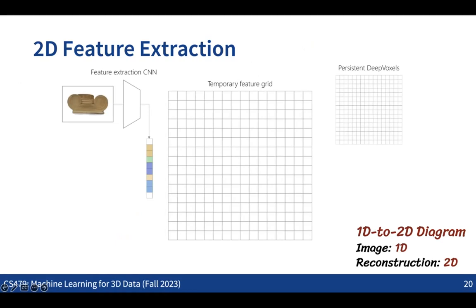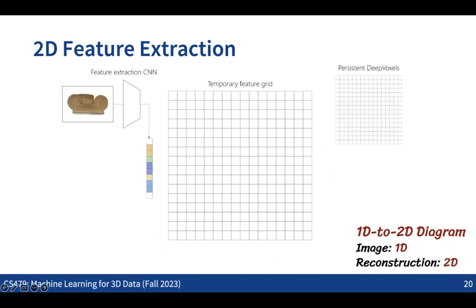So now each image here is represented as a 1D vector. We're going to also have another 1D vector here and another 1D vector here, and so on, right? And then we want to reconstruct the voxels in the 3D space, which is now described as a 2D grid here. What we are going to do is first accumulate some features that are obtained from each of the images.